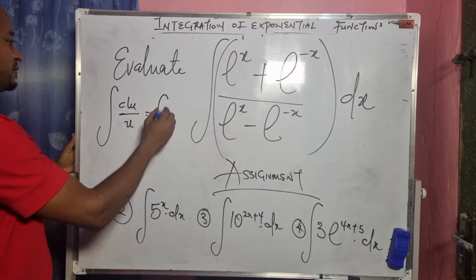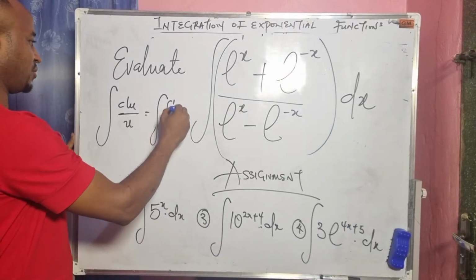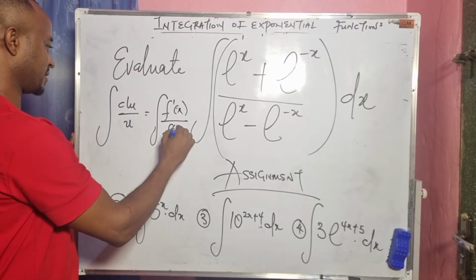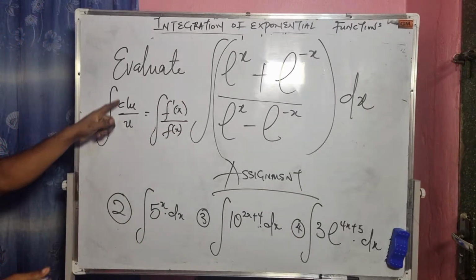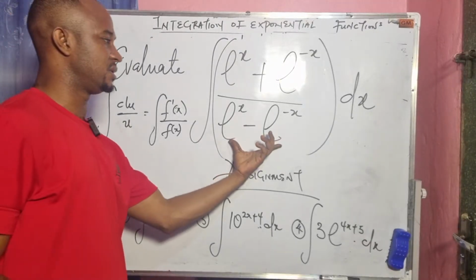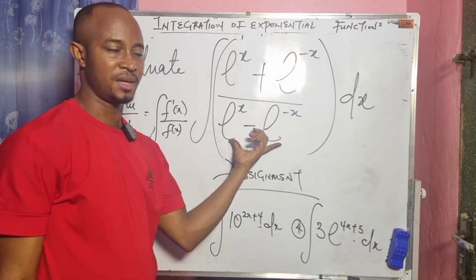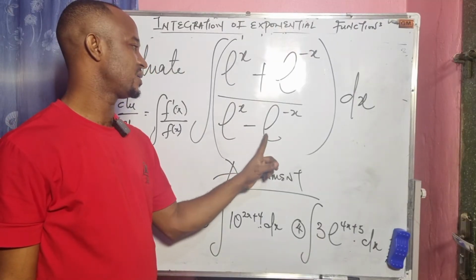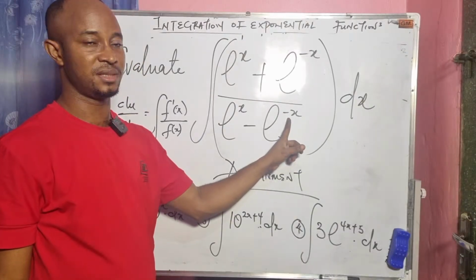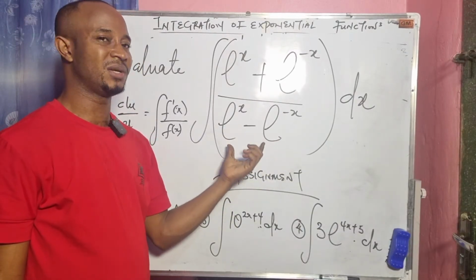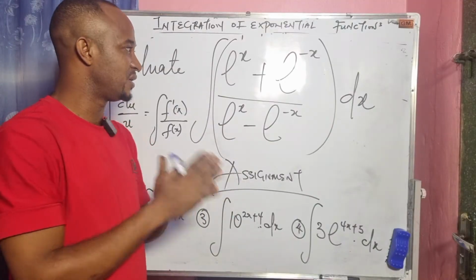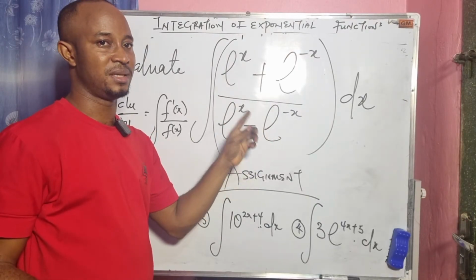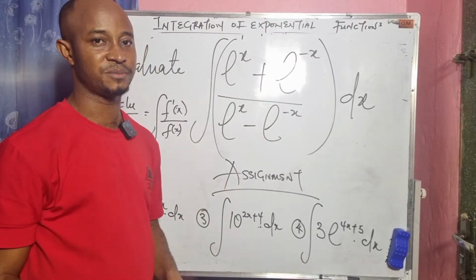Which is the integral of f prime of x over f of x, or du over u. That means I will make my denominator equal to u. I will say let u equal e to the x minus e to the minus x. Then I will differentiate this. When you differentiate, you get a value that will be equal to this, then you can cancel out from there. Then integrate the entire expression.